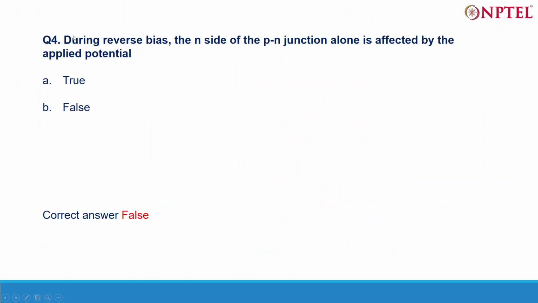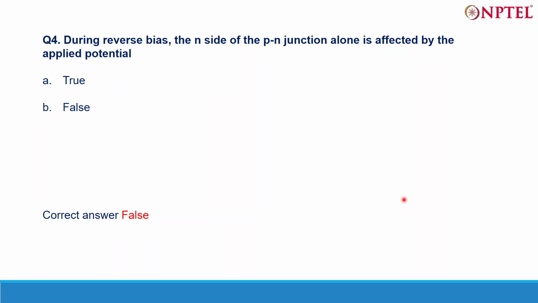Let me take a laser pointer. It's saying that during reverse bias, the N side of the PN junction alone is affected by the applied potential. So it's talking about reverse bias. What is a reverse bias? In reverse bias, the P side is connected with the negative side of the terminal and the N side is connected with the positive side of the terminal.